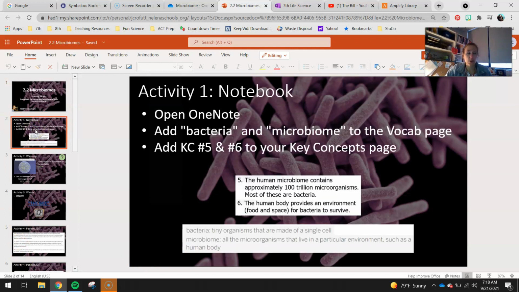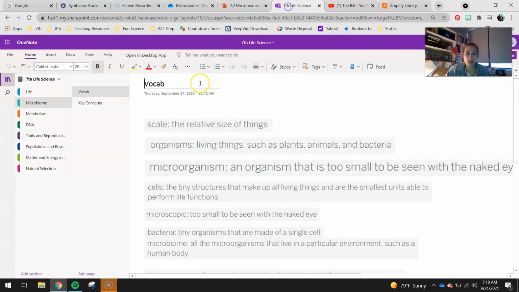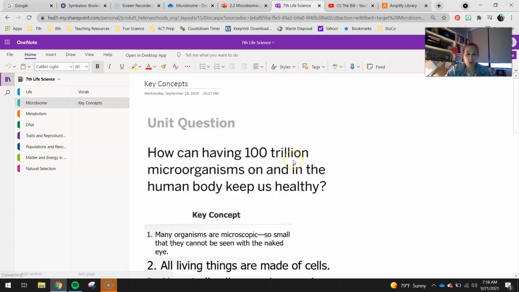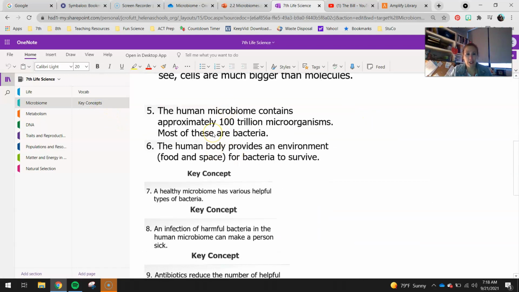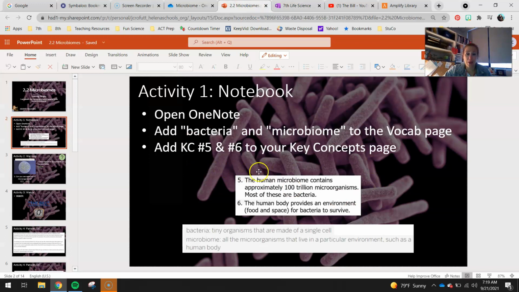Okay, moving on to activity 1, which is your notebook. You have key concepts 5 and 6 to add into your key concepts page. So they will go right here. The human microbiome contains approximately 100 trillion microorganisms. That's not just bacteria, but most of these are bacteria. And then key concept 6: the human body provides an environment, which includes food and space for bacteria to survive. You also need to add bacteria and microbiome to your vocab.